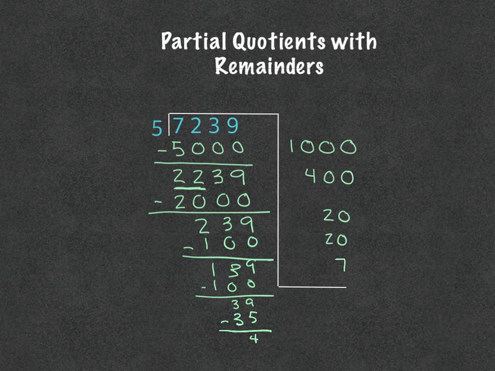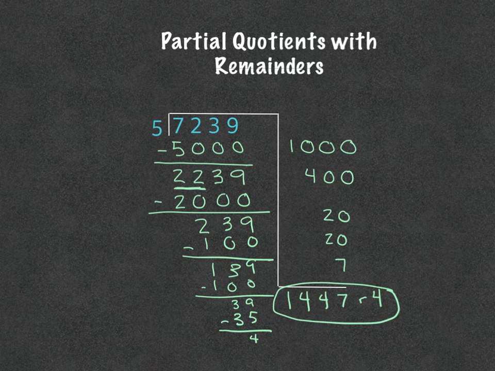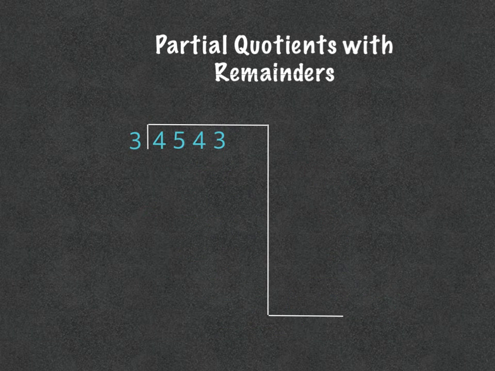So we're going to add up all of these numbers that we've divided. So I get 7, 4, 4, 1. 1,447. Remainder 4. So our answer is 1,447, remainder 4. All right, let's try another one.